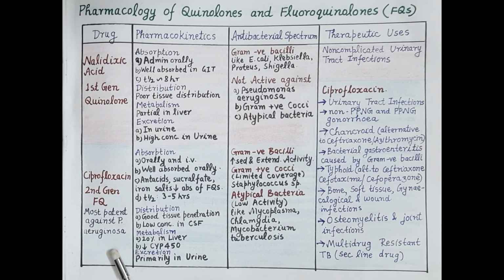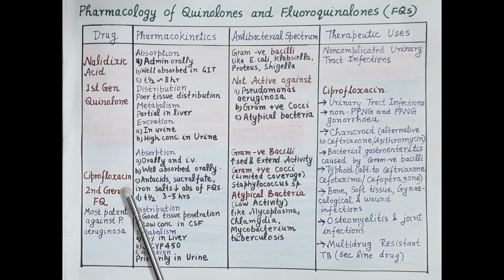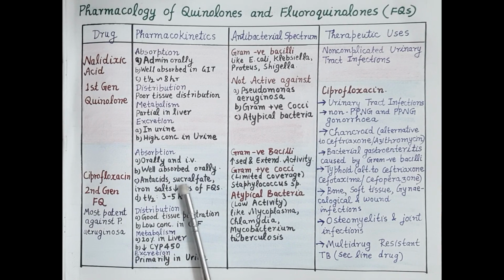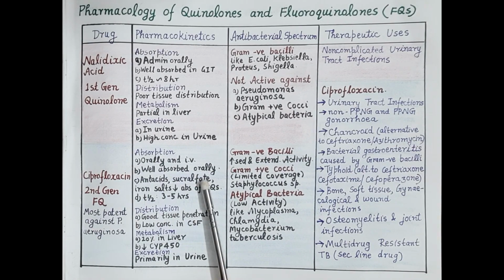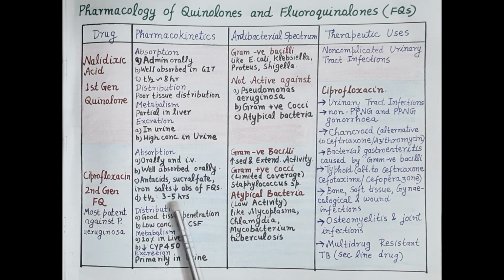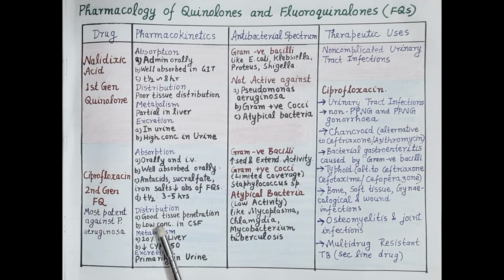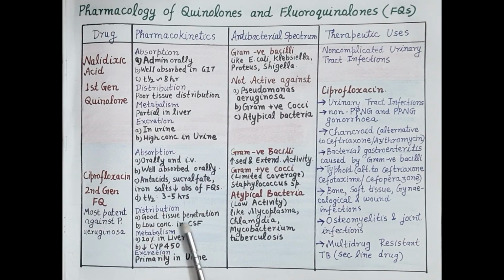Now, ciprofloxacin is the most commonly used fluoroquinolone. It is administered orally as well as IV. It is well absorbed on oral administration. Antacids, drugs like sucralfate, and iron salts reduce absorption of all fluoroquinolones including ciprofloxacin. So, administration of fluoroquinolones along with these substances should be avoided. Half-life of ciprofloxacin is around 3 to 5 hours. Ciprofloxacin is very well distributed and has very good penetration in the body tissues.